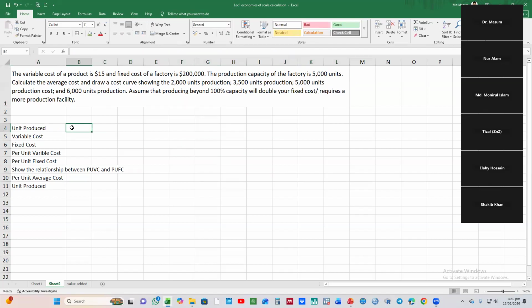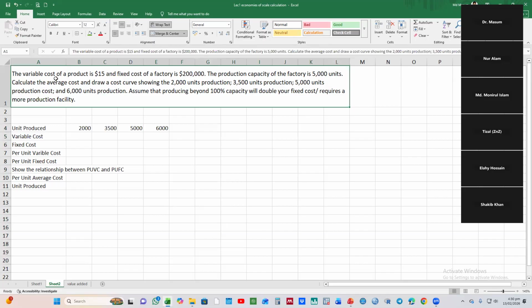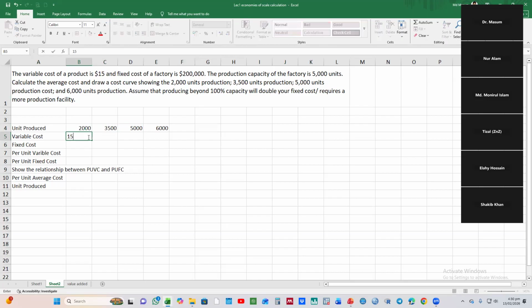So what are the units of production we are going to do? Our units are 2,000, 3,500, then 5,000, then 6,000. Or maybe you can say 5,500. It doesn't matter. So what is the variable cost per unit? When you are negotiating with the buyer, the variable cost is $15. $15 is your variable cost.